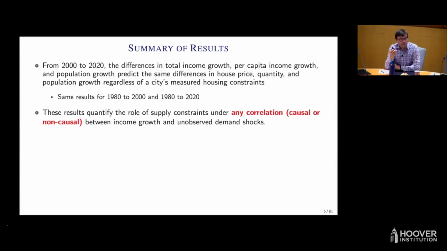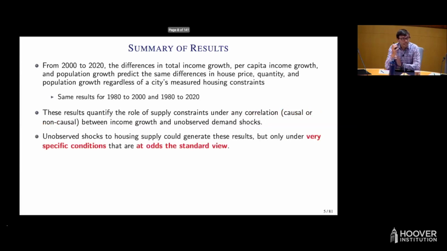Now, that same framework also tells us that if we have shocks to housing supply that we do not measure, they can make these cities that have very different supply actually look more similar. So that could create a bias. What we're going to show you is that framework tells us that can only happen under very specific conditions that are also at odds with this view that differences in housing supply elasticities are important, which is what we're going to call the standard view.